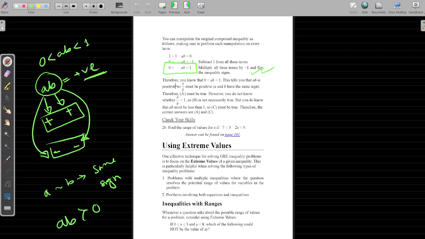Now let us read this one. Therefore, you know that 0 less than ab less than 1. This tells you that ab is positive. Yes, of course, ab is positive.